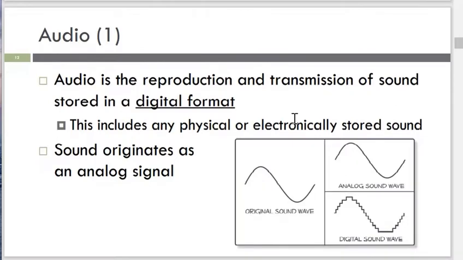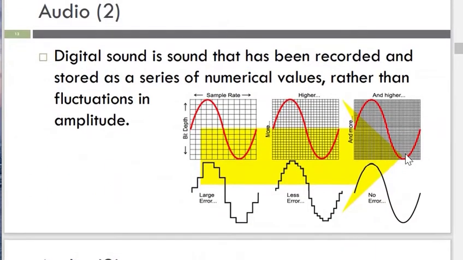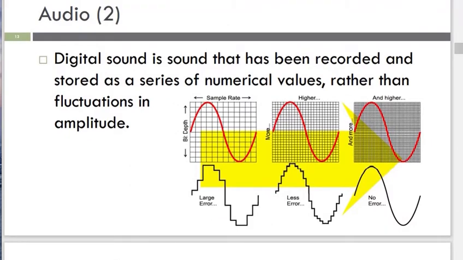An example of multimedia technologies is audio, which refers to the reproduction and transmission of sound stored in a digital format. This includes CDs as well as any sound file stored on a computer. In contrast, the telephone system, but not ISDN, is based on an analog representation of sound. Digital sound is sound that has been recorded and stored as a series of numerical values rather than fluctuations in amplitude.